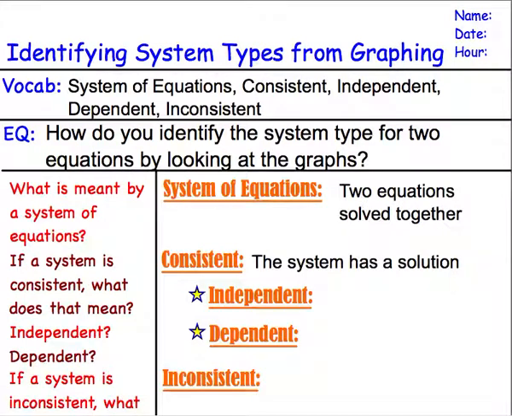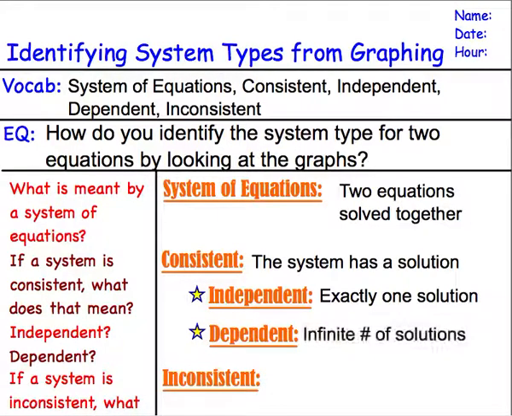That would be the case of our perpendicular lines because they cross. Now, if it is independent, that means there is exactly one solution, as was the case of our perpendicular lines because they crossed at exactly one point. If it is consistent and dependent, it's going to have an infinite number of solutions, which means that the lines lie right on top of each other. They are one line. And that is why it's infinite, because no matter where you go on one line, the answer will be true on the other line.